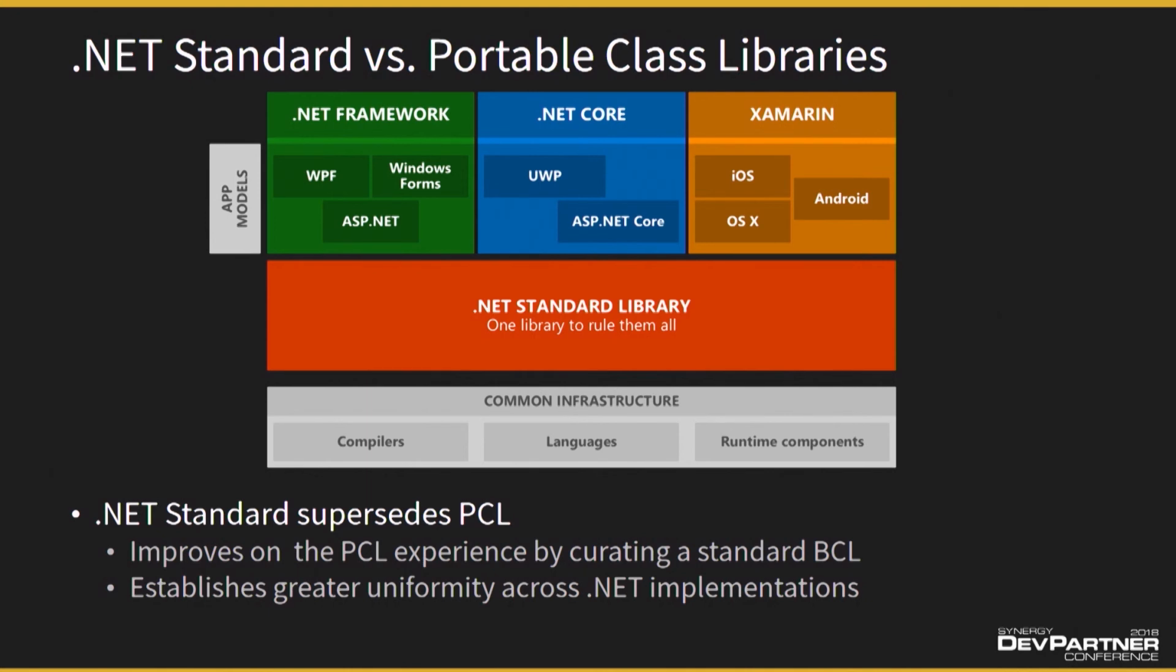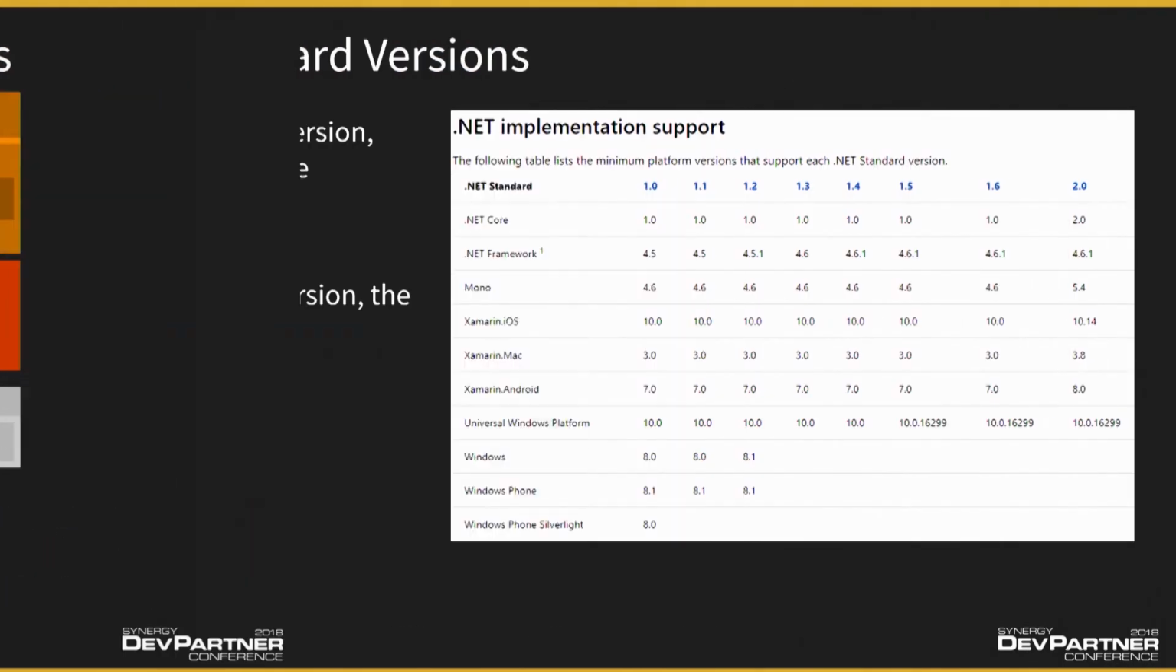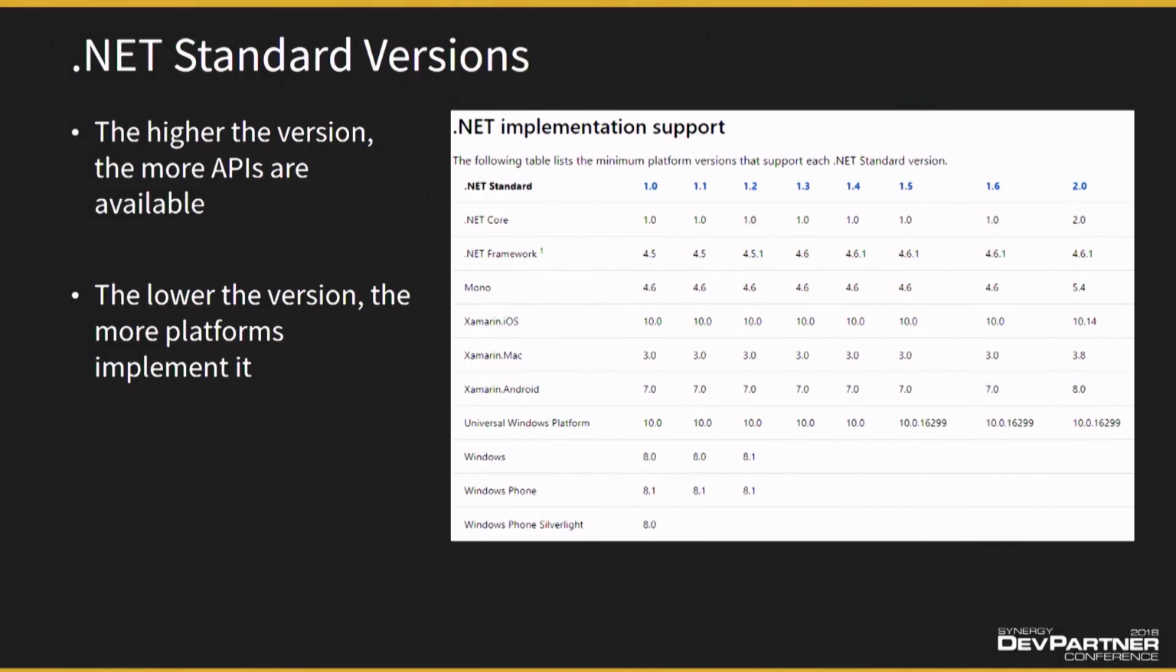So .NET Standard versus portable class libraries. PCLs are still out there. Clearly a lot of you may have them and may be using them, but .NET Standard kind of supersedes what PCLs tried to do. So they improve on that experience by really providing a standard-based class library. One of the problems with the previous environments was everything had its own base class library, and while there may have been a lot of similarity there, it was not guaranteed. So .NET Standard guarantees you a consistent set of APIs in the base class library that work across all of those .NET platforms.